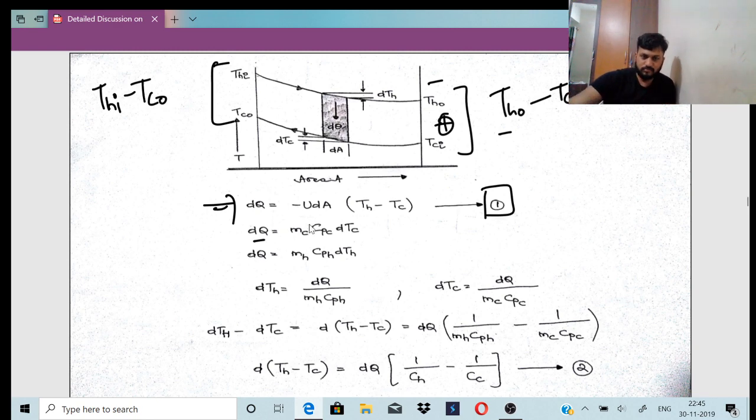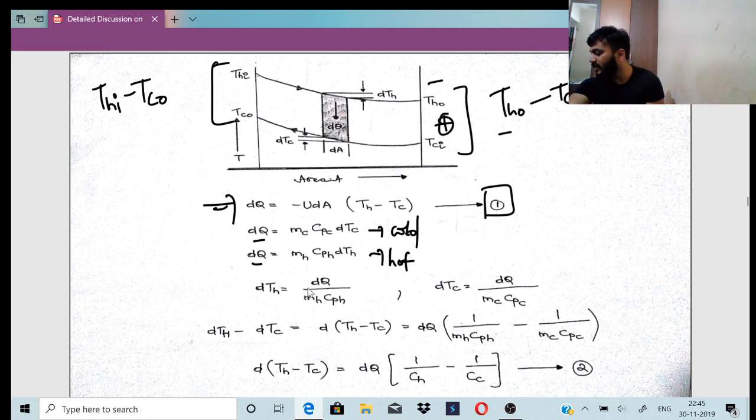So dq, इधर क्या है, in parallel flow we had a negative sign, in counter flow we do not have negative sign for both of them. So for cold fluid it will be mccpc dtc, and for hot fluid it will be mhcph dth, right? तो इधर dtc का वैल्यू बाहर निकाला मैंने, which will be dq divided by mccpc, dth का वैल्यू निकाला dq divided by mhcph.